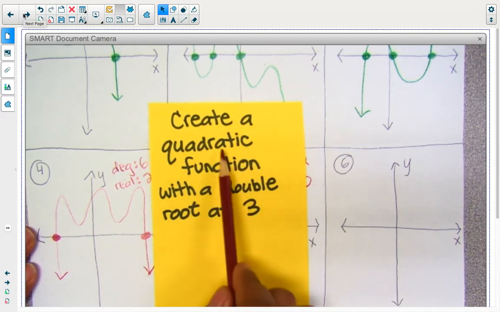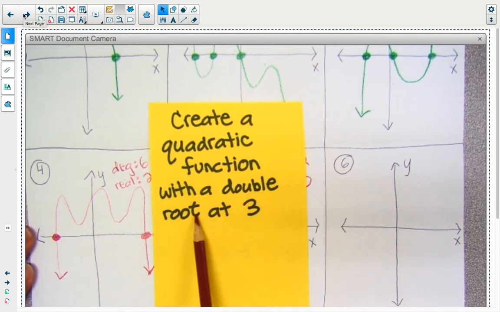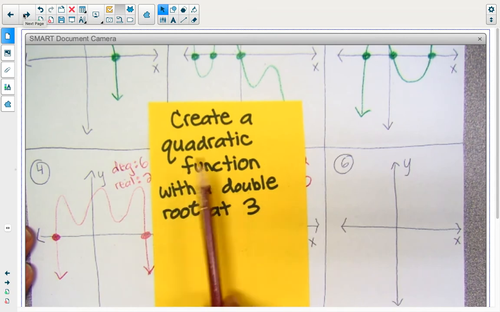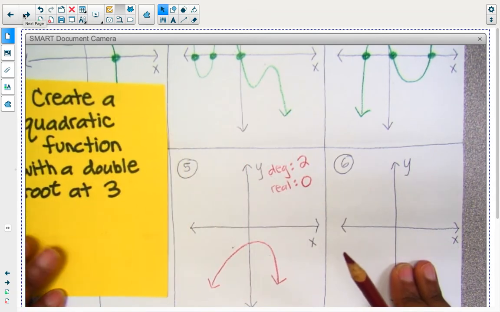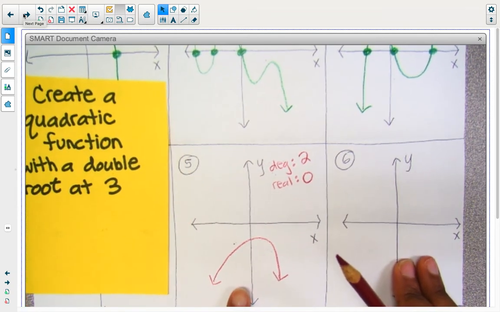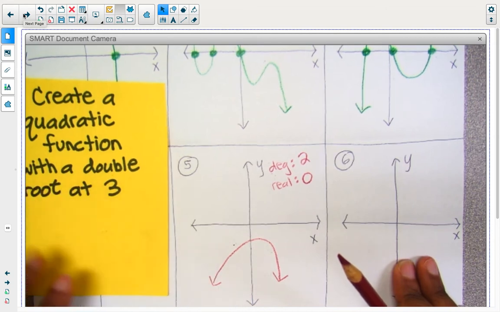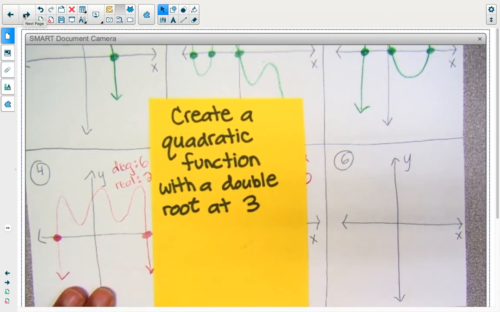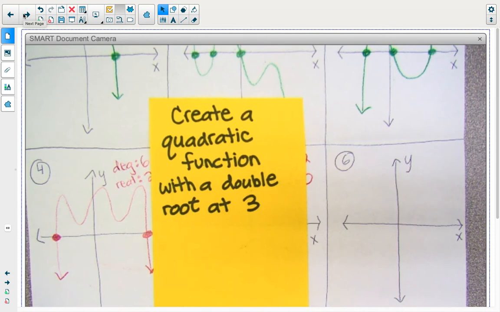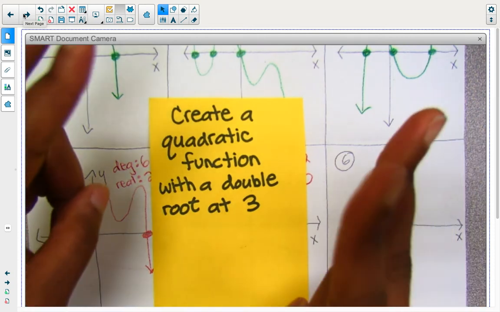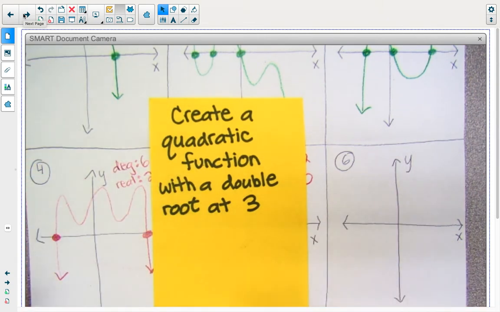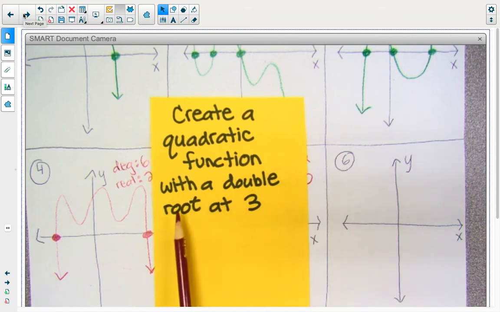Number 6 says create a quadratic function with a double root at 3. So it's got to be quadratic, so it's going to have a similar shape to number 5. We just got to figure out what this double root at 3 means. So a double root means it's going to touch, and I'm going to put it in quotations, it's going to touch the x-axis twice. So it has a multiplicity of 2, and we'll get into multiplicity probably in the next video, the next day.